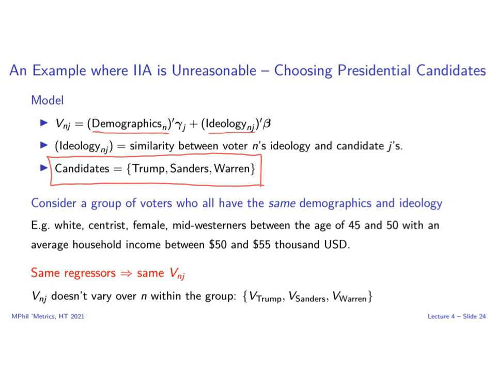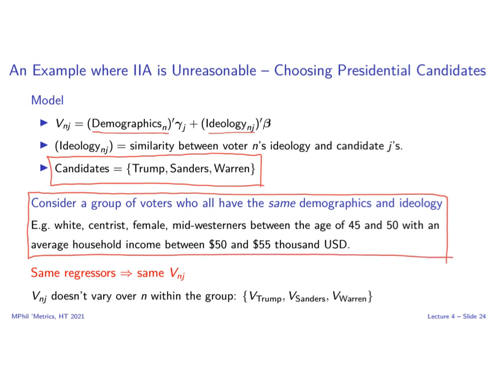Now, suppose that we restrict our attention to a group of voters who all have the same demographics and ideology. For example, white, centrist, female, Midwesterners between the ages of 45 and 50 with an average household income between 50 and 55,000 US dollars. Since these voters all have the same regressors, Vnj doesn't vary over n within the group, so we can just drop the n subscript and write V Trump, V Sanders, and V Warren.